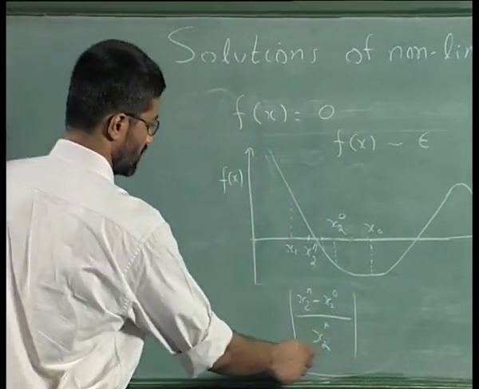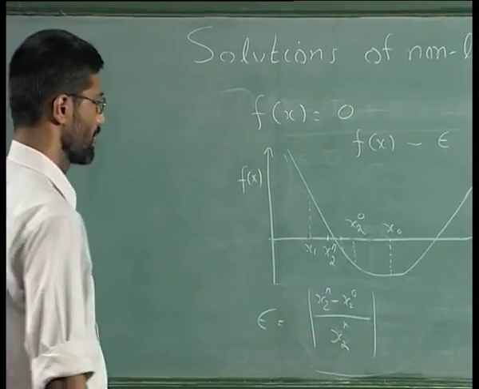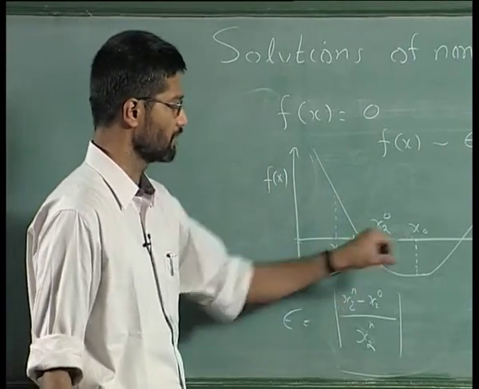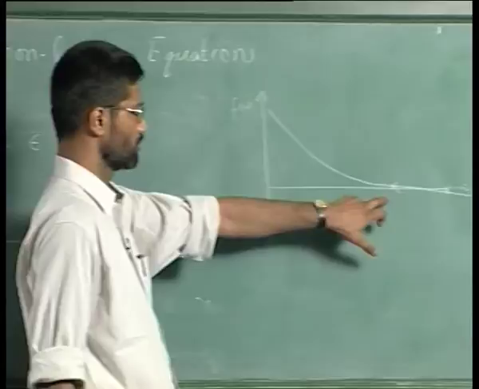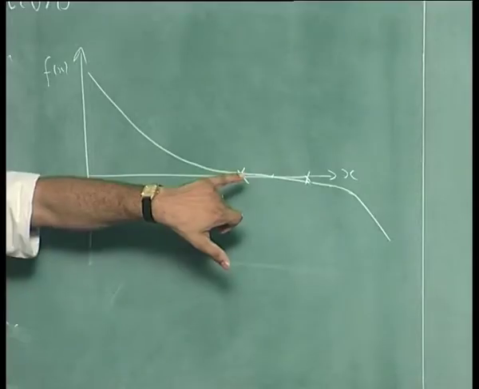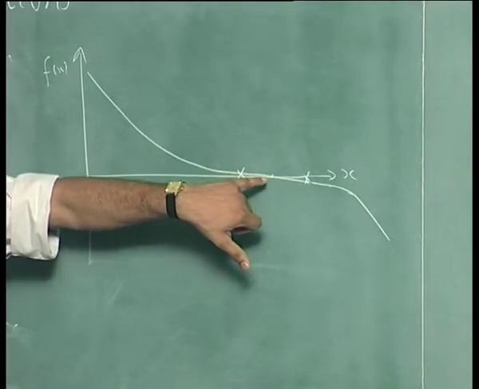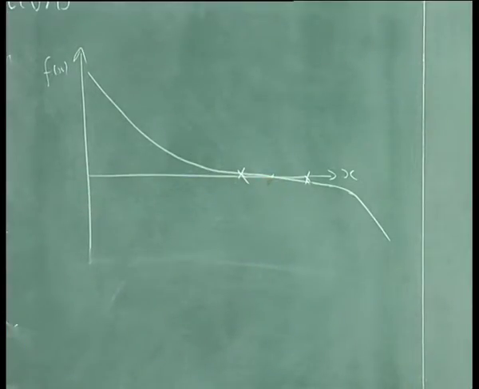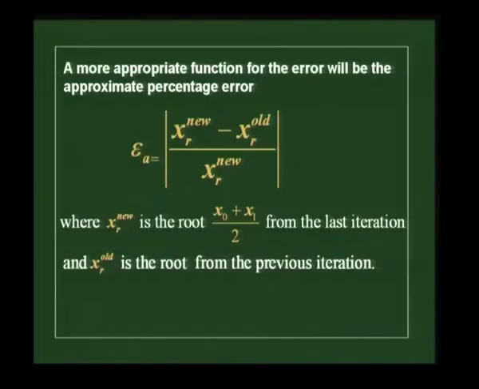So that will be one criterion for an epsilon. Instead of looking at the function value itself, we look at how much the root is jumping in each iteration. If the roots are not jumping too much, then we will be pretty close to the actual answer. That's a better method because it doesn't depend on the slope of the function. So even in cases where the slope is too small, this would work.